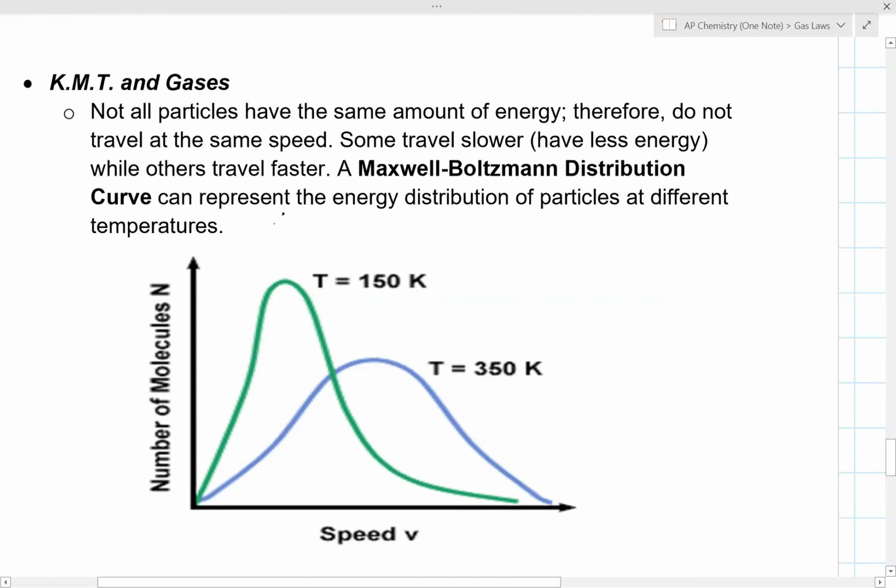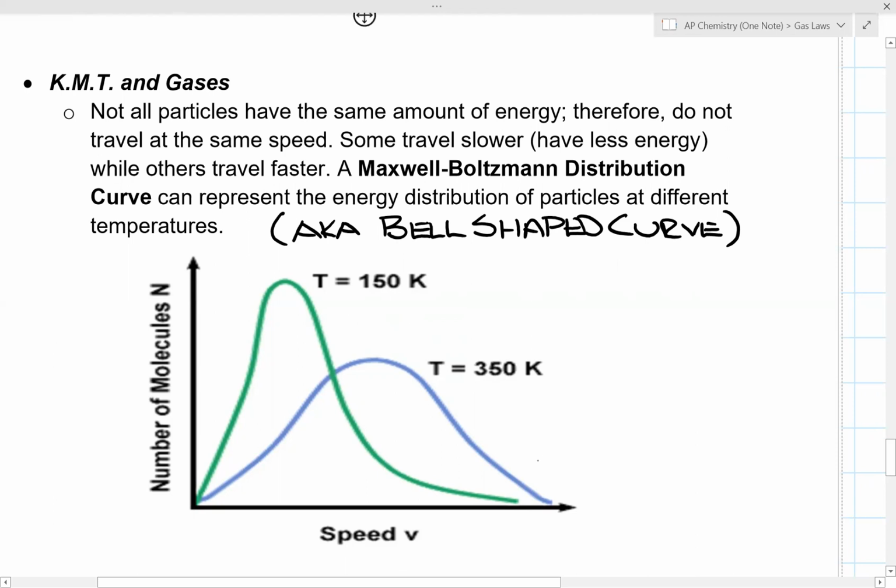Now, a way you could think about this would be like a bell-shaped curve. For a bell-shaped curve, what happens here is this would be higher energy, and these ones would have lower energy.